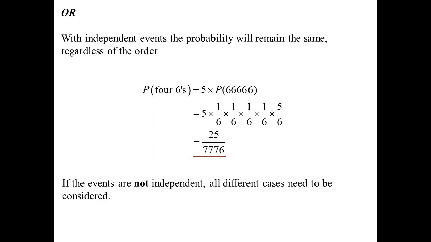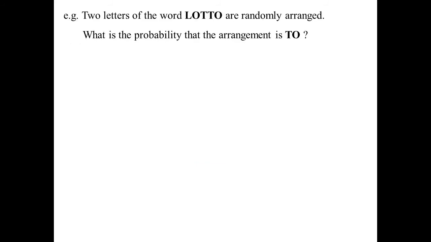However, if they're not independent, so if the outcome of one has an effect on the outcome of another, then we have to consider different cases. Let me show you an example of that. Take the letters of the word LOTTO, and we're going to arrange them randomly. We want to know the probability that the word we come up with is the word TO, so T-O.